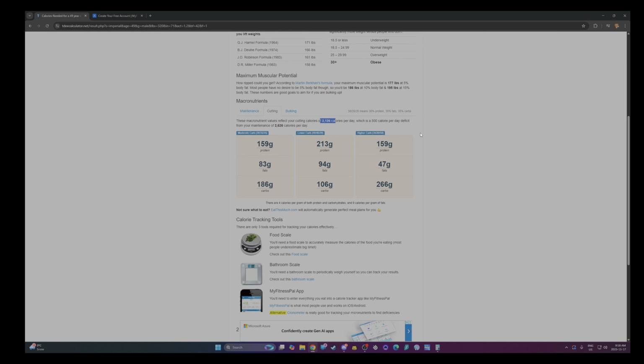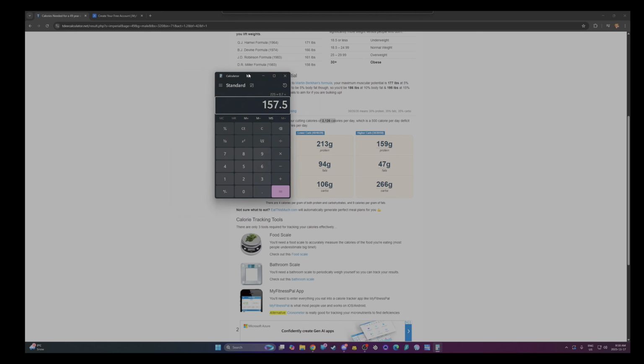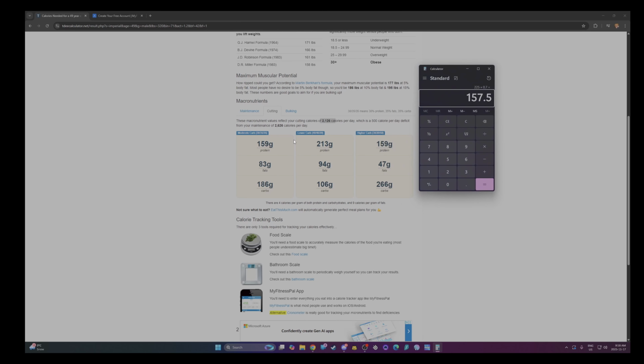And this gives me everything that I'm going to need for the day. So I want to shoot for 159 grams of protein, about 83 grams of fat, and about 186 grams of carbohydrates. And that should allow me to lose a pound a week. It worked for me in the past, and I'm hoping it's going to work for me again.